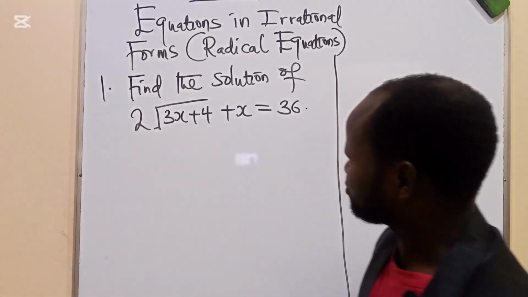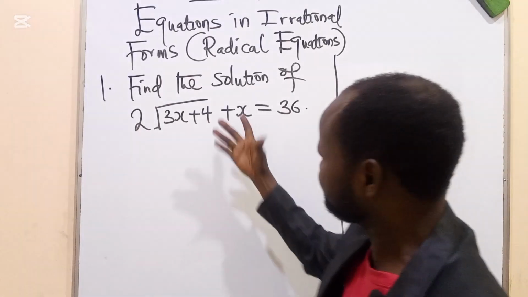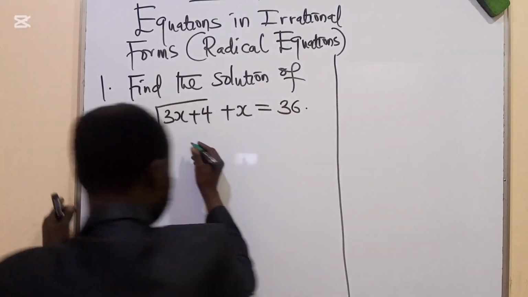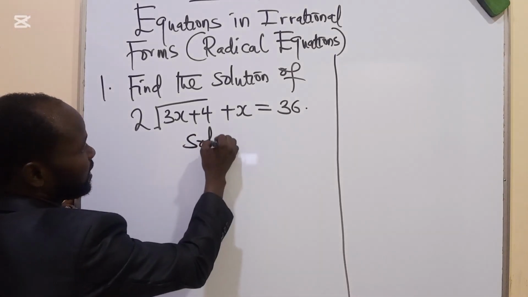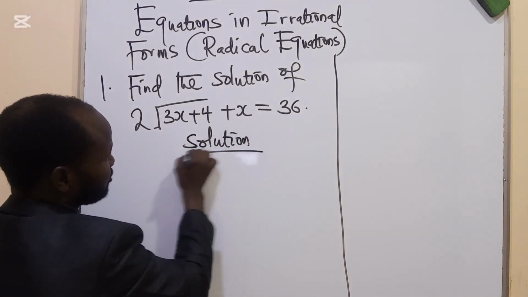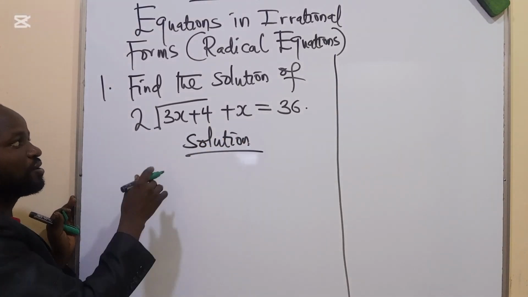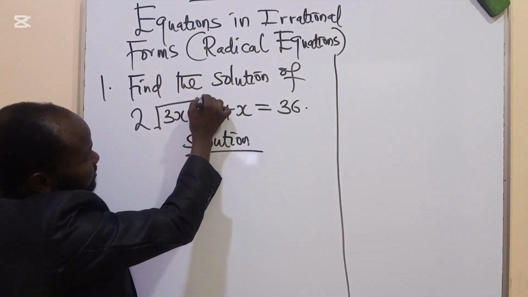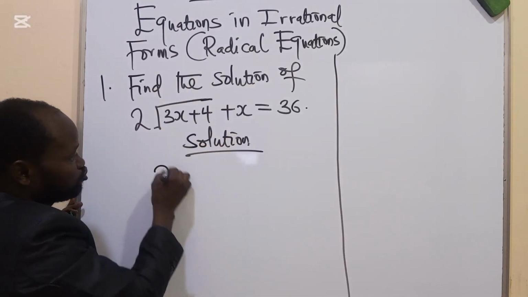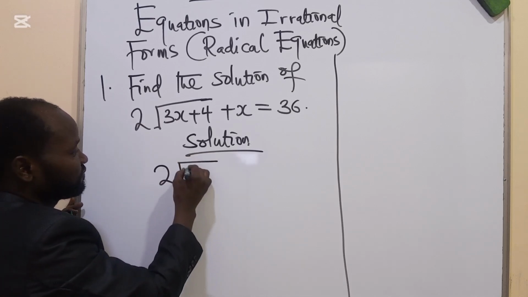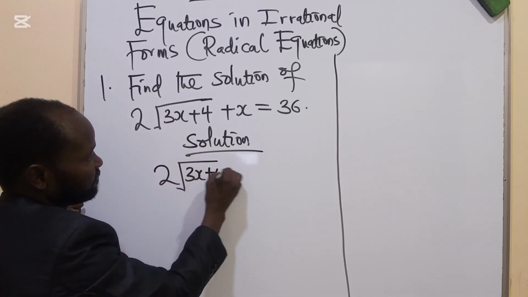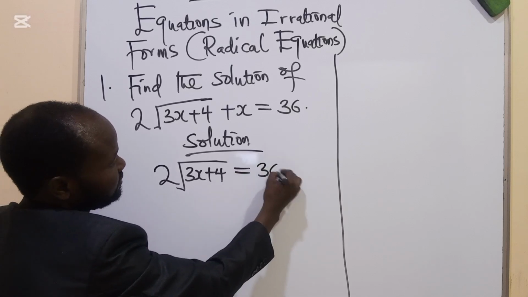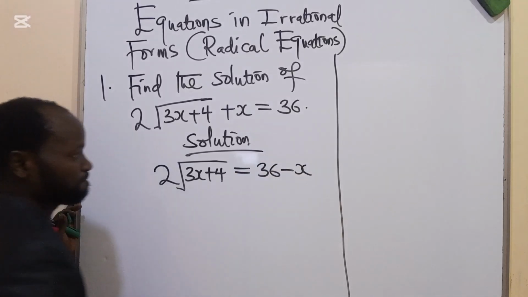Let's look at how we can solve for x. What will be the value of x that will satisfy this equation? Let's write down the solution and see how we can solve it. The first thing for us to do is to isolate, as much as possible, what is under the square root. So this will be 2 square root of 3x plus 4 equals 36 minus x.